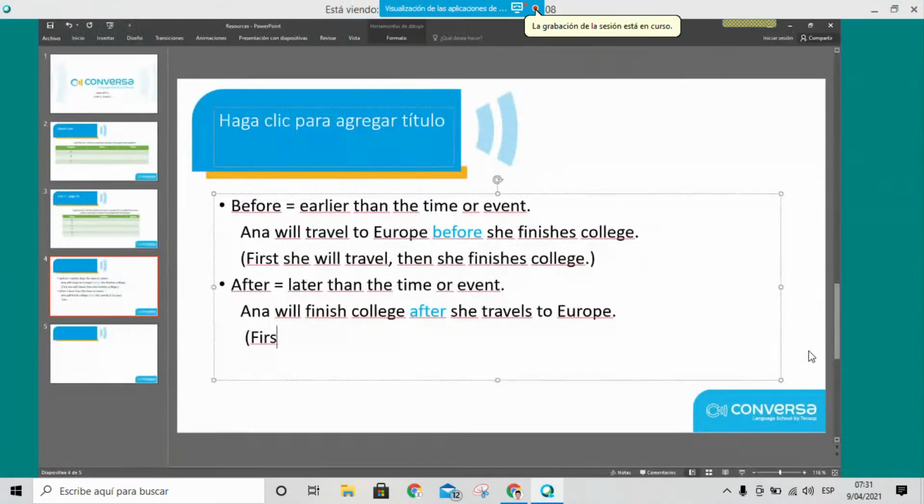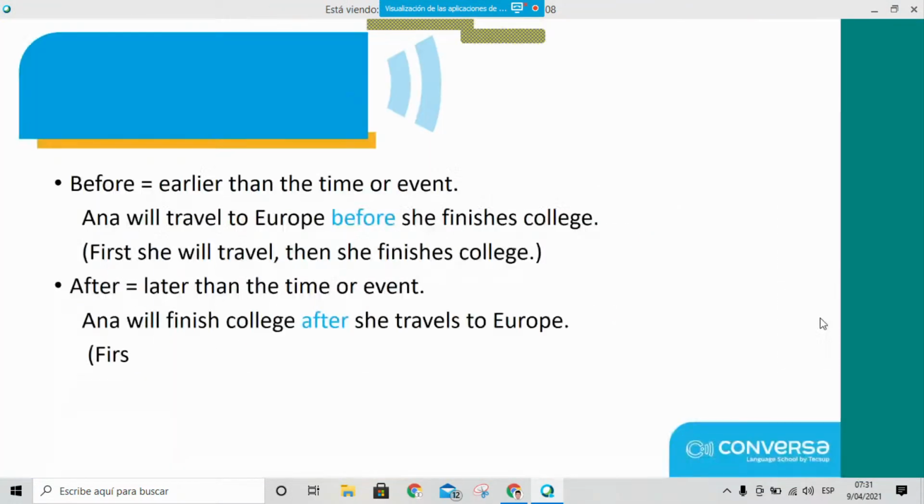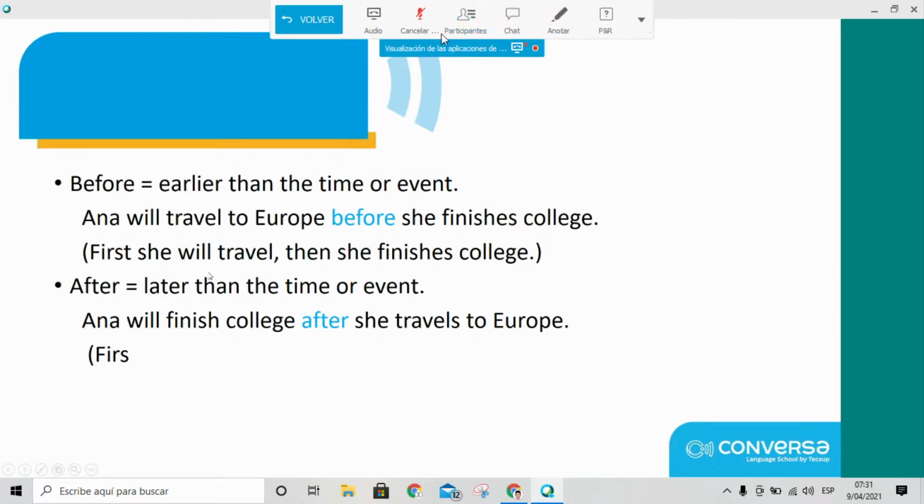So in this case, before indicates that an action is earlier than the time or event we are mentioning. So Anna will travel to Europe before she finishes college. First, she will travel, and then she finishes college. And after means later than the time or event. Anna will finish college after she goes to Europe. So in this case, the same actions: travel to Europe and finish college.